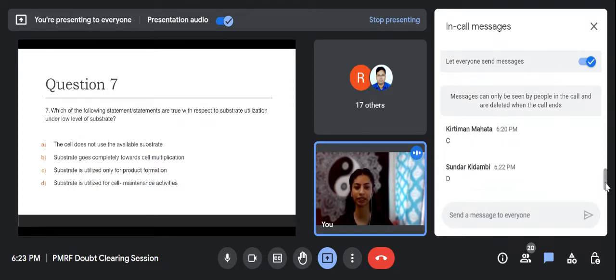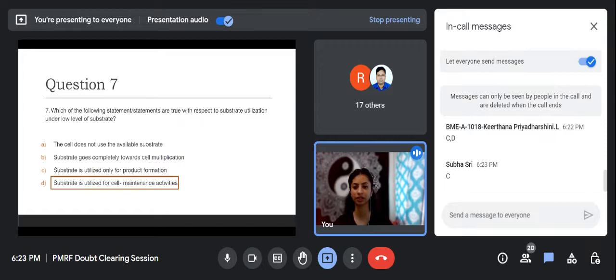Alright, so you think it is D. Any other answer? C and D. Okay. Since no other C, right? Alright. So the answer is D. Substrate is utilized for cell maintenance activities.